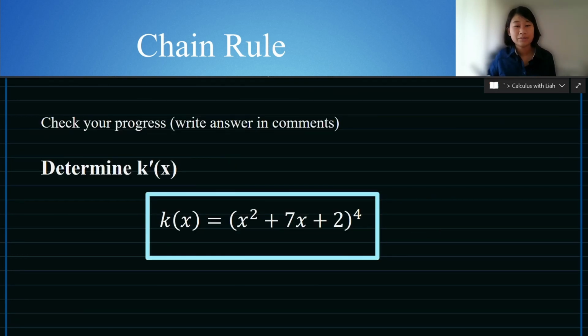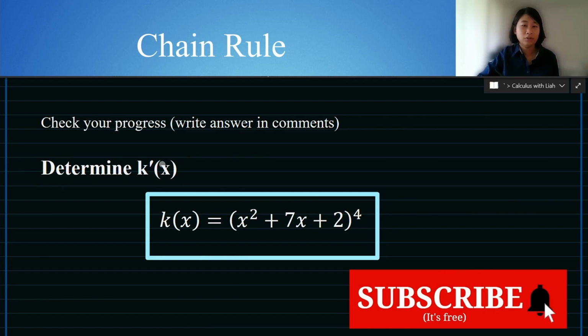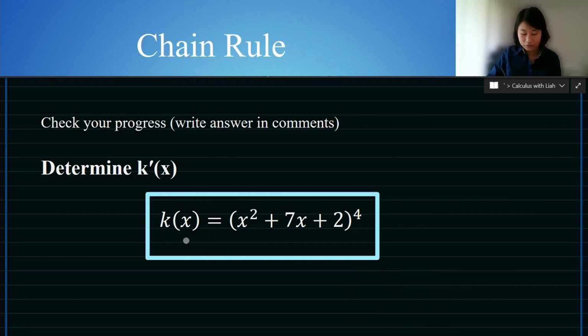All right, so now it's time to check your progress on this topic, and you're going to be determining the value for the derivative of k of x. Okay, so k of x is going to be equal to x squared plus 7x plus 2, all raised to the 4th power.